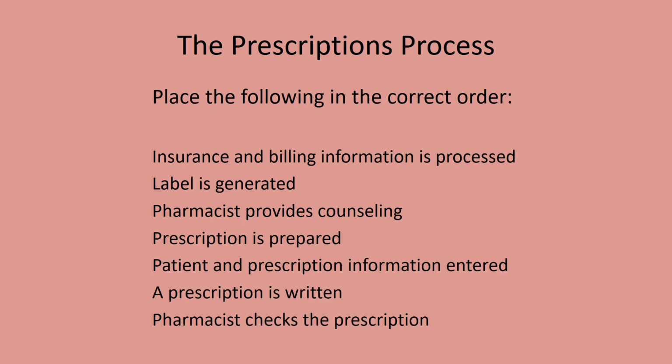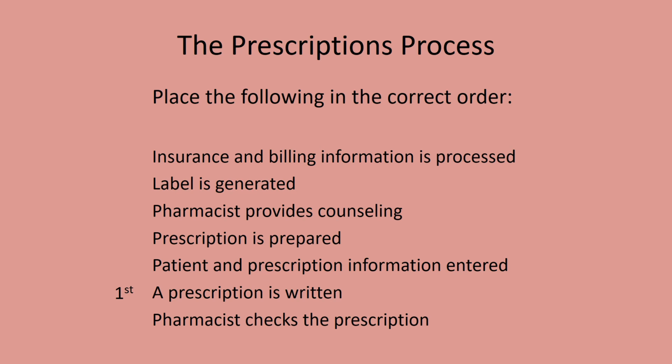The prescription process. Place the following in the correct order. If you get a question like this, I may not give you all the steps, but just place them in order. The first thing that needs to happen is the prescription needs to be written. Just talk through what the next step would be. The next step is that the prescription needs to get to the pharmacy. That's not on there, so we'll go to the next step.